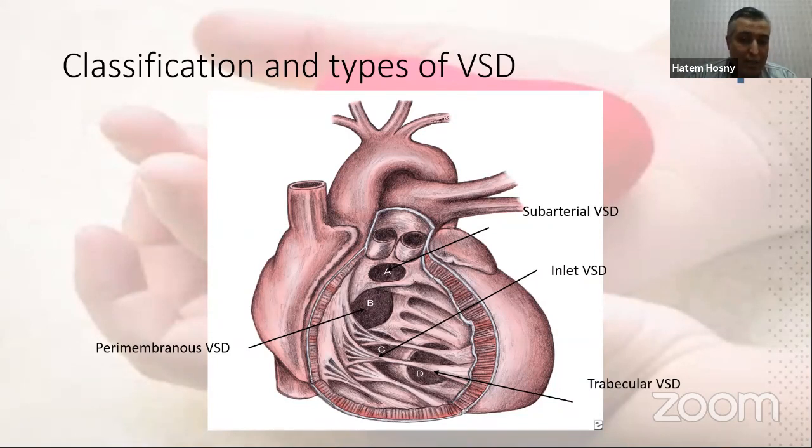Different types of VSDs have a very strong correlation with conduction tissue, which is obviously an important thing to avoid heart block. So knowing which type of VSD will guide us to where to take stitches, avoiding conduction.